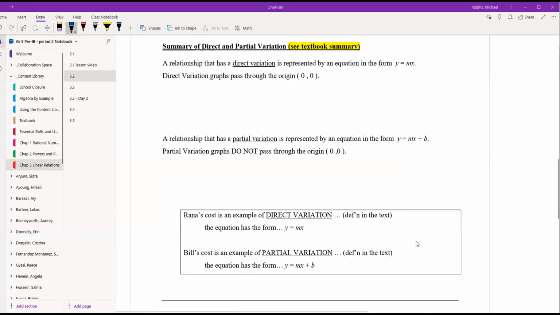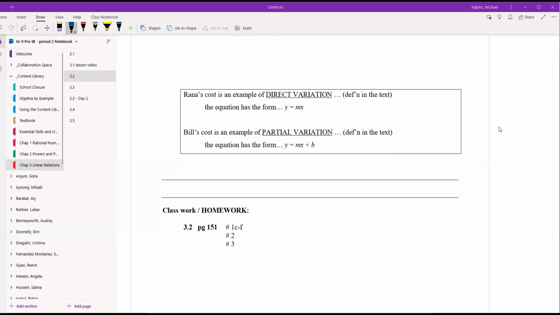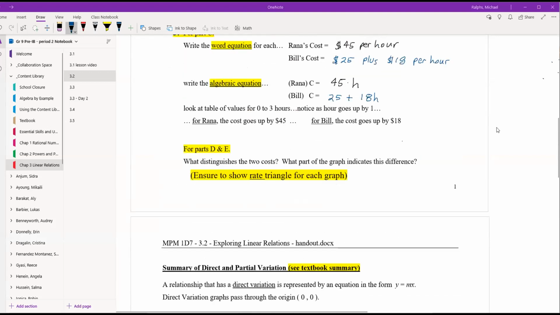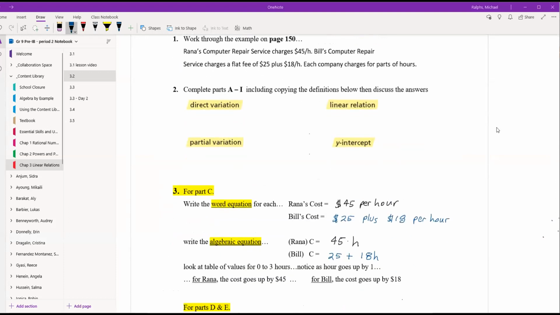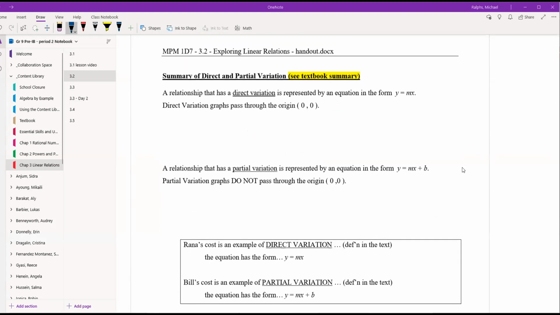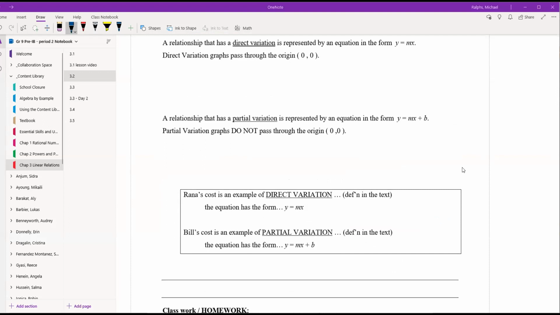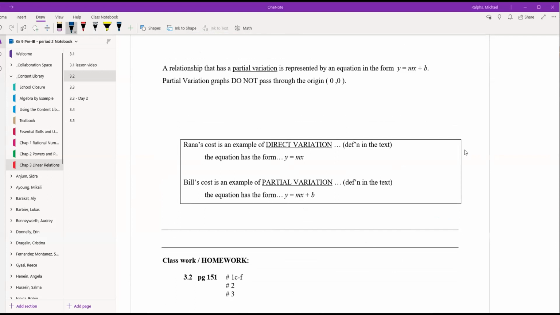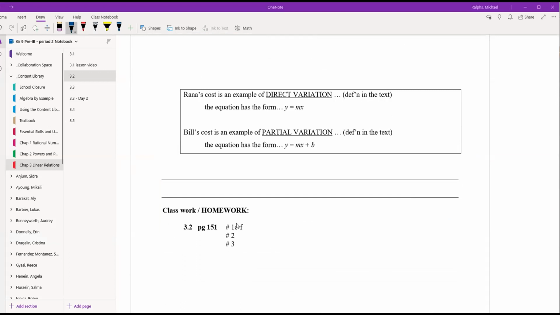Okay, so that's pretty much it for graphing, going from a table of values or from a word equation to a real algebraic equation to a table of values to a graph. So all those things are all related to each other. We've touched on rate triangle, which we'll get back to again. And if you can fill out direct variation, partial variation from that summary box in your textbook, and then take a look at these homework questions at the bottom of the page here, number 1, C to F, number 2 and number 3. If you can work on those, that would be just terrific.